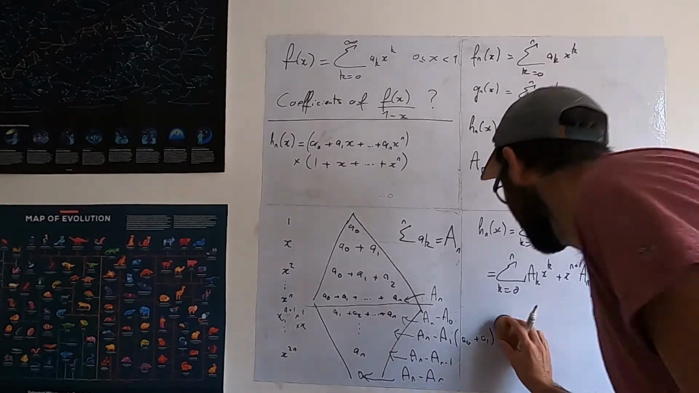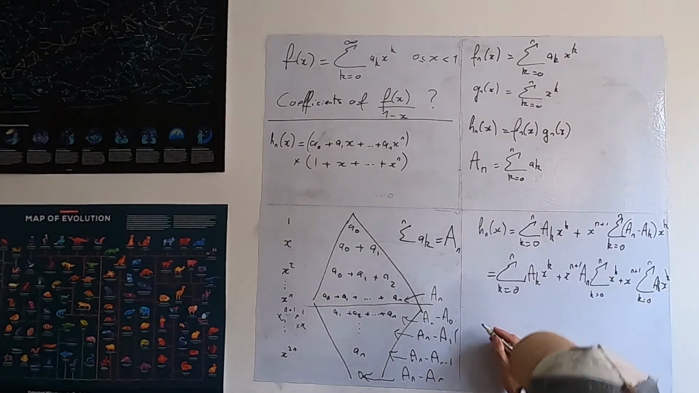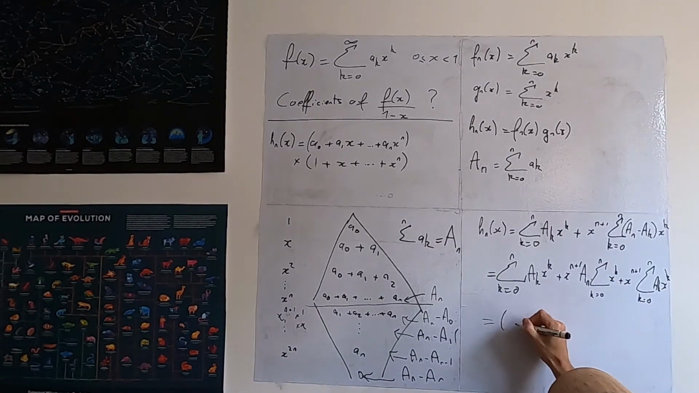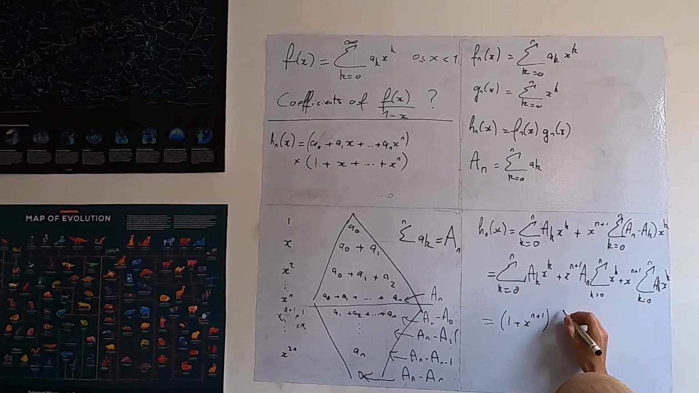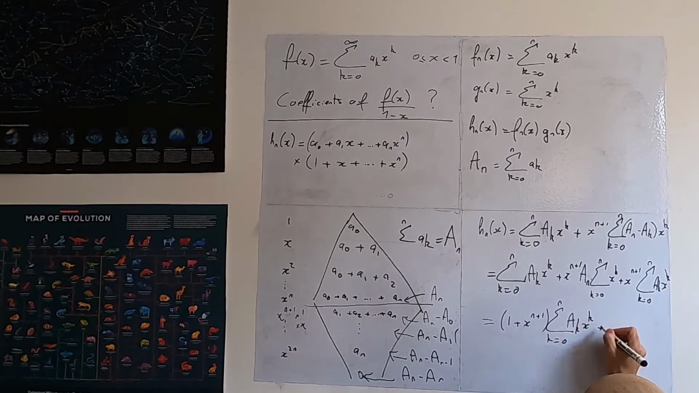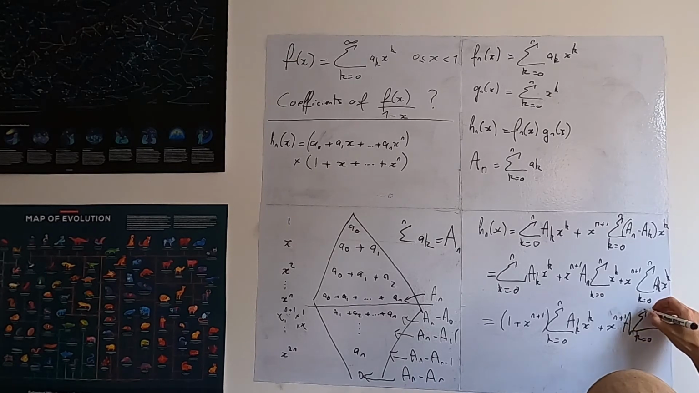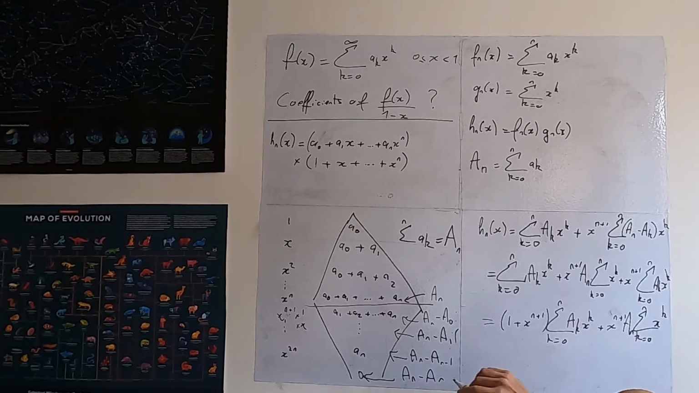So at this point we just group the same terms, so we see we can group these two. Let's write it down. You have 1 plus x power n plus 1 times the sum k equals 0 to n of Ak x^k, plus, and that's the term that remains, x power n plus 1 An, the sum from k equals 0 to n of x^k. All right.